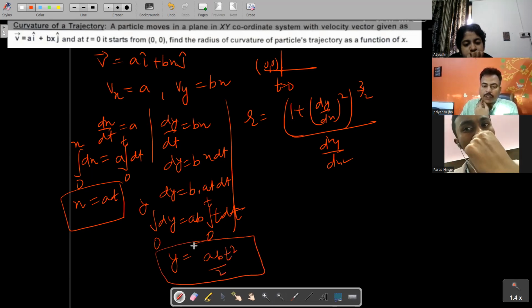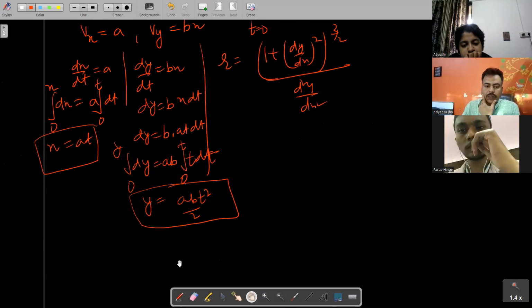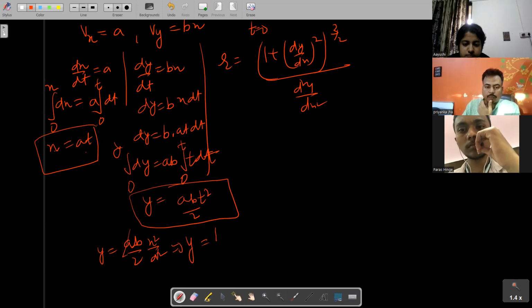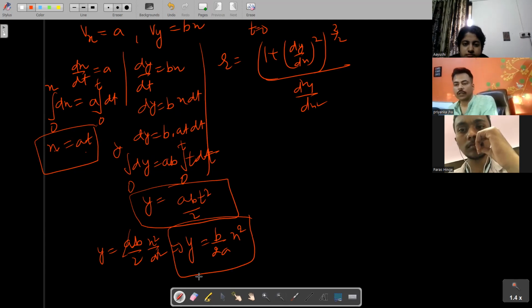Now with the help of these two equations, you have to replace the time. How do you replace? So y equal to ab upon 2, you can put t equal to x by a over here, x squared by a squared. One a is gone. So the equation of trajectory is y equal to b upon 2a into x squared. This is the equation of trajectory. On this path, the particle will move, right?